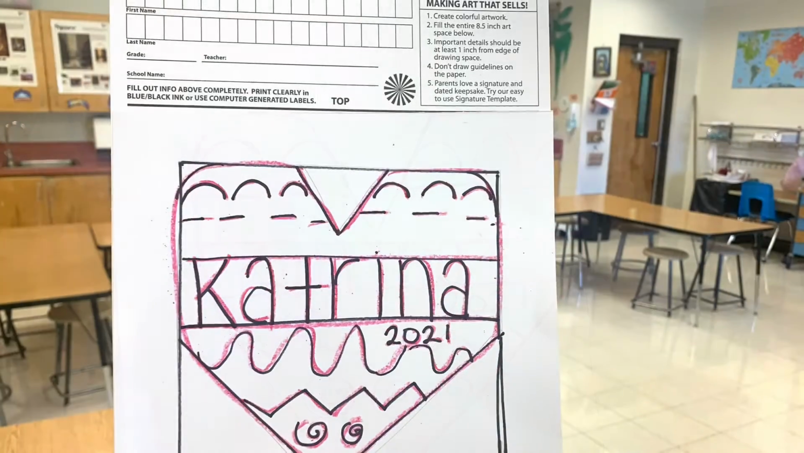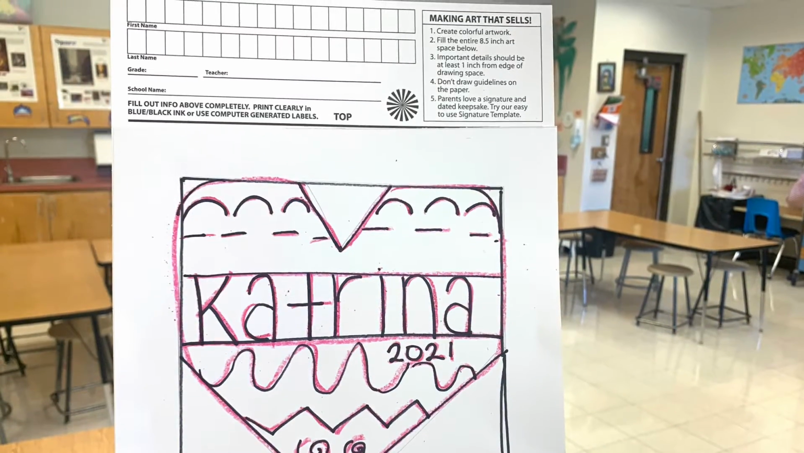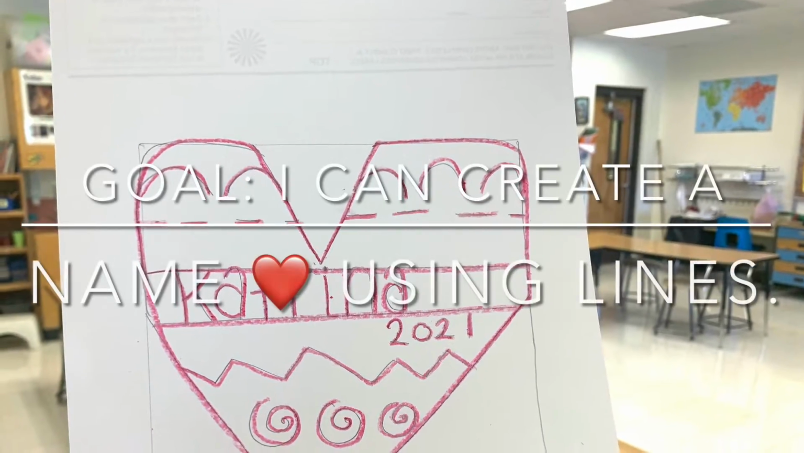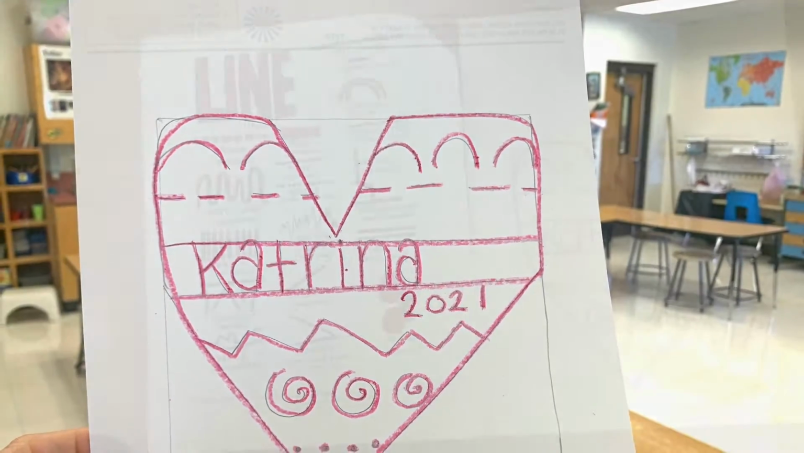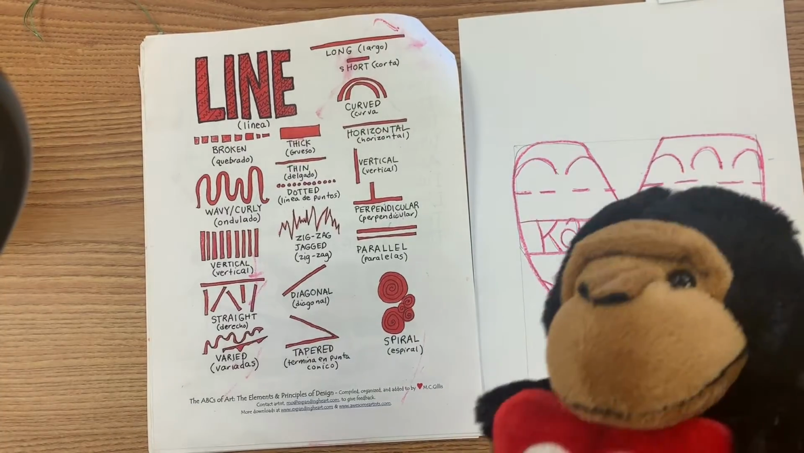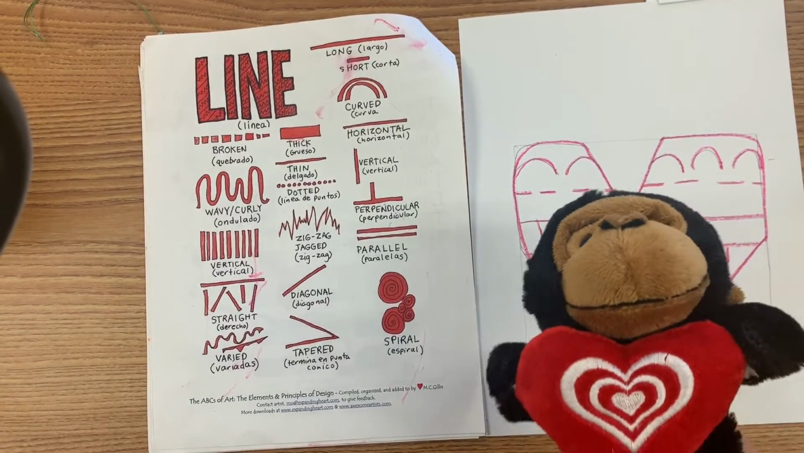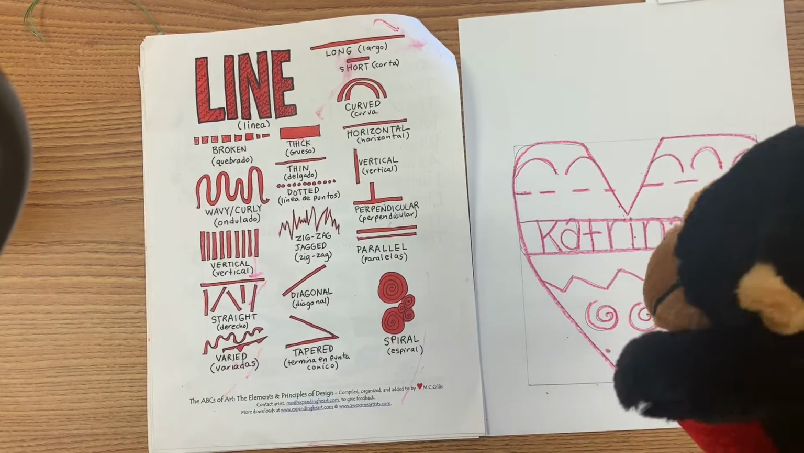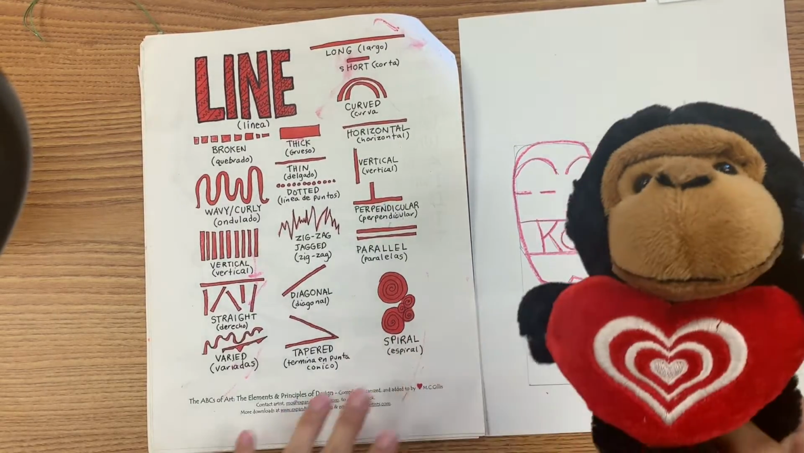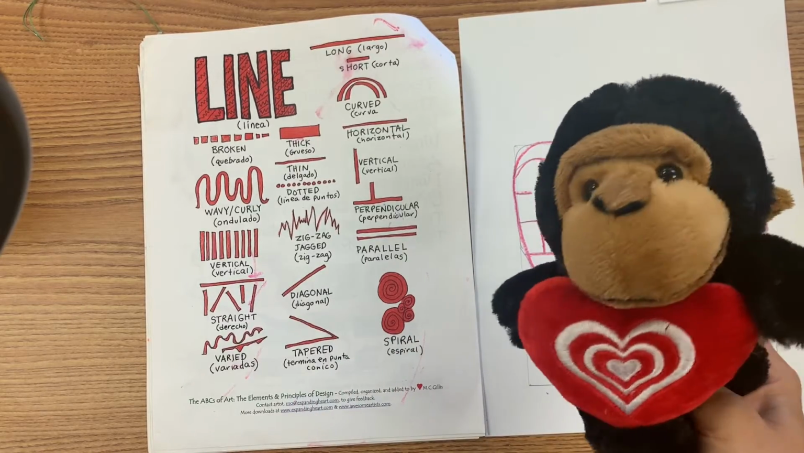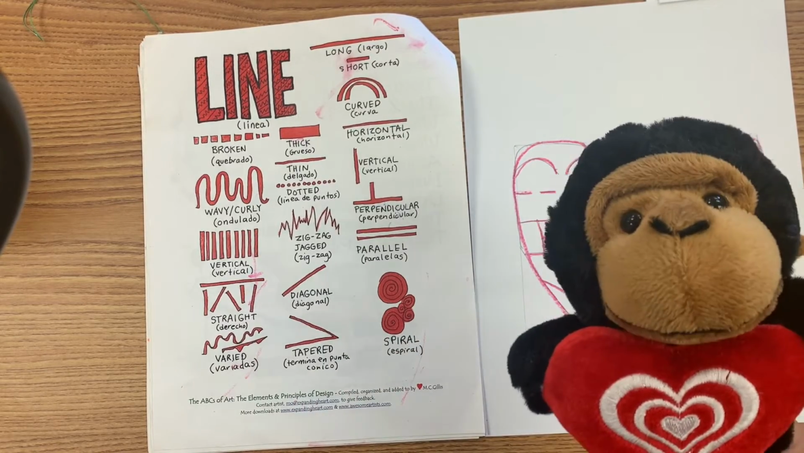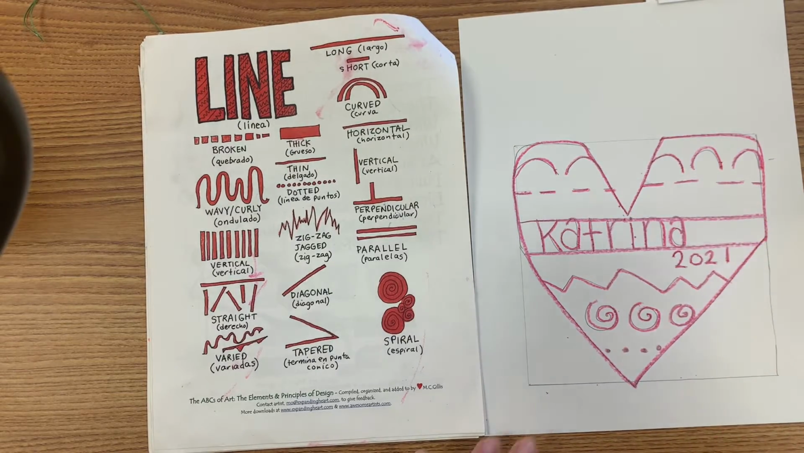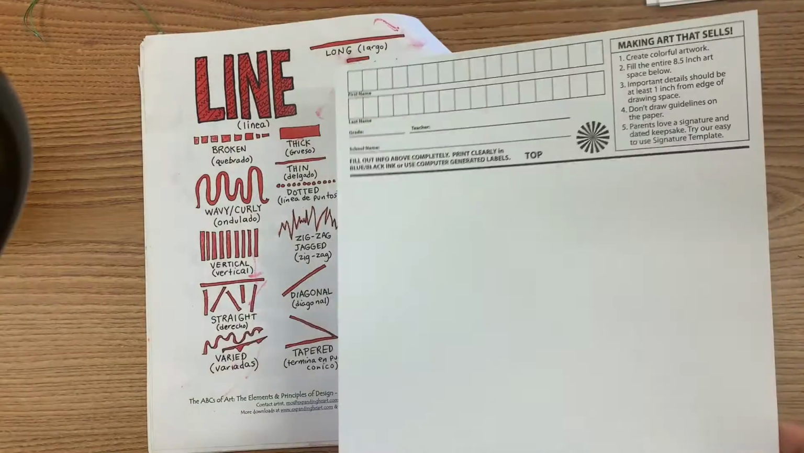Today we are going to explore creating a heart using lines, and you can also use this for a square one art project. Our goal is to create a name heart using lines. Yay! A heart. I love hearts. Hearts represent love to me. Oh, I'm so excited to create a heart. How do I do it? What are we going to use? Well, we're going to use lines, all different kinds of lines.